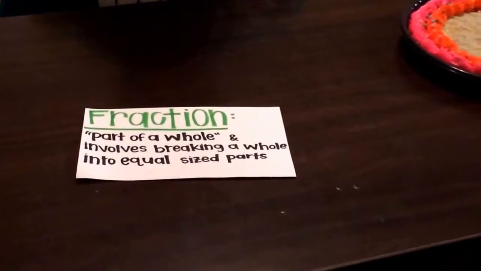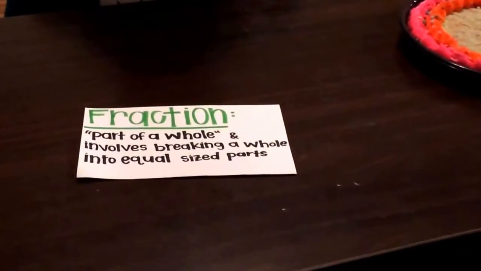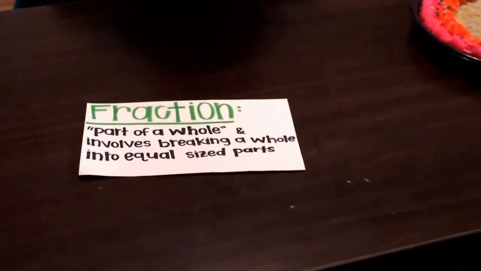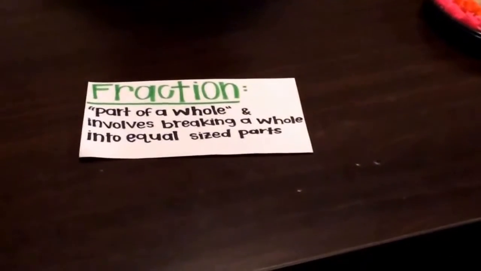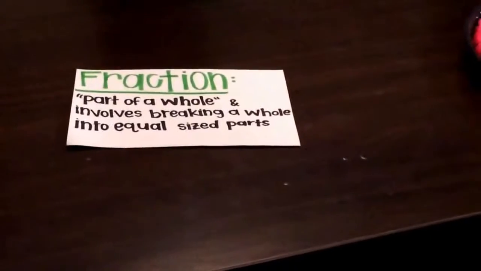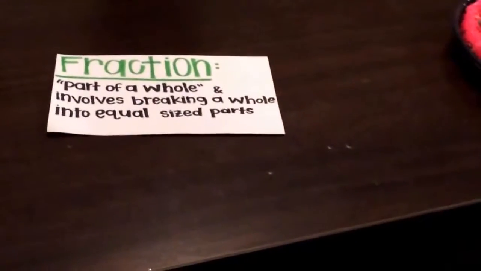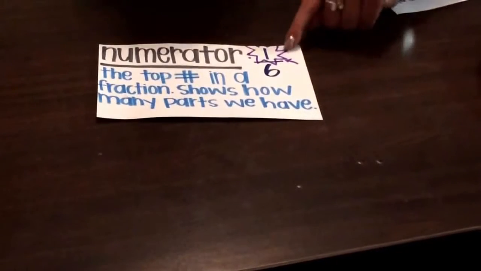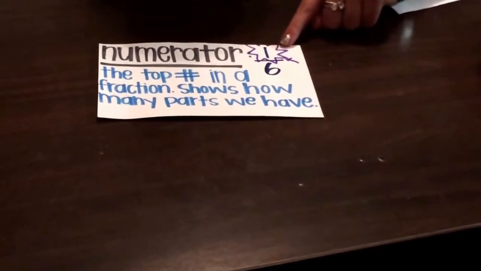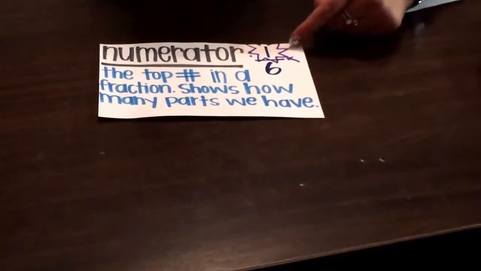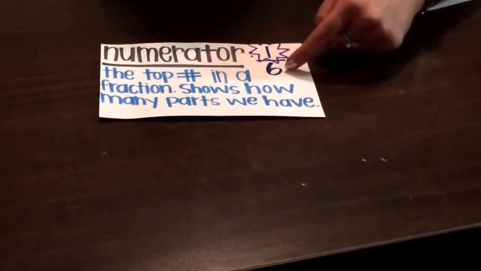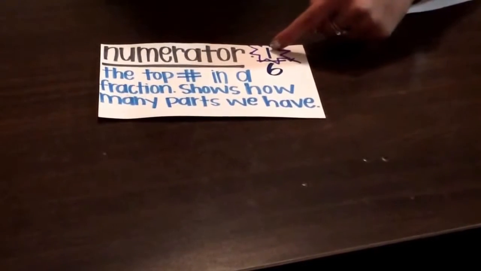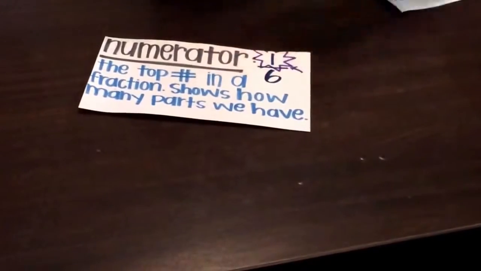A fraction is part of a whole and involves breaking a whole into equal-sized parts. So we know that a fraction has a numerator and a denominator. A numerator is the top number of a fraction. It shows how many parts we have. So looking at 1/6, our numerator is 1 because it's one part of 6 groups.